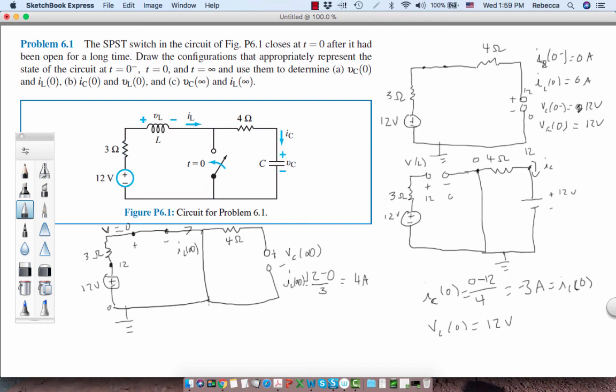Now let's look at our capacitor. The voltage everywhere here is going to be 0, same as ground. Voltage everywhere here is going to be 0, same as ground. So the voltage across the capacitor at infinity will be 0.